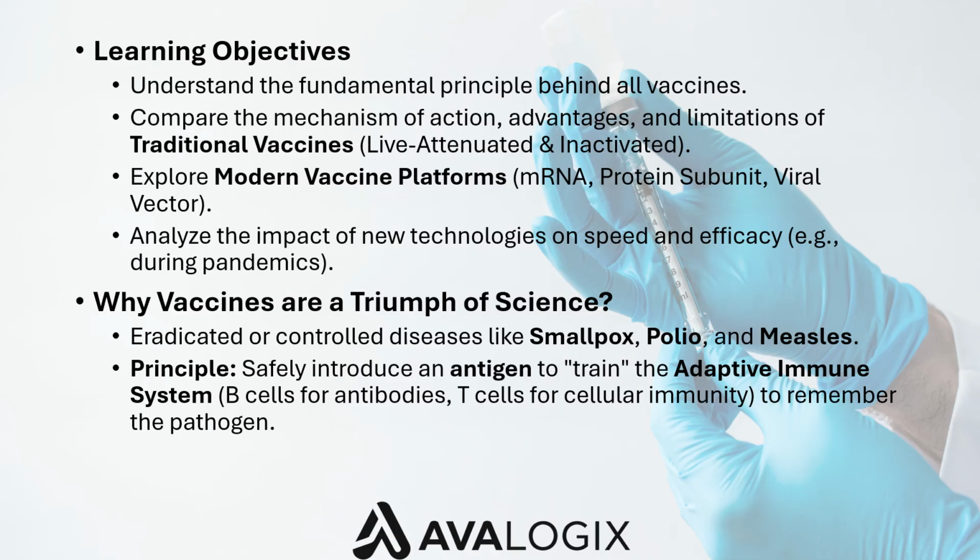Before we delve into the technical details, let's quickly frame our discussion. By the end of this lecture, you should be able to look at a vaccine, whether it's the MMR given to children or a modern mRNA booster, and immediately understand its mechanism and its advantages. We will specifically compare the three main traditional types, live-attenuated, inactivated, and protein subunits, with the newer genetic platforms like mRNA and viral vectors. Now, why does this matter?